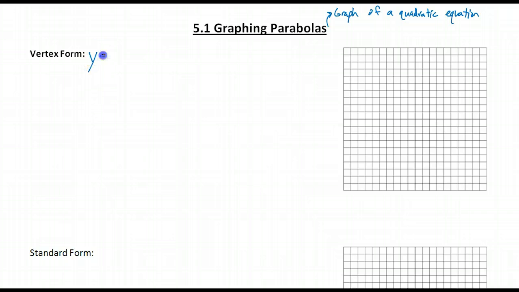Vertex form, in general, looks like this. Y equals a number, which is a little bit like the slope, times quantity x minus h squared plus k. If the vertex form looks familiar, it's because we have already studied absolute value equations.